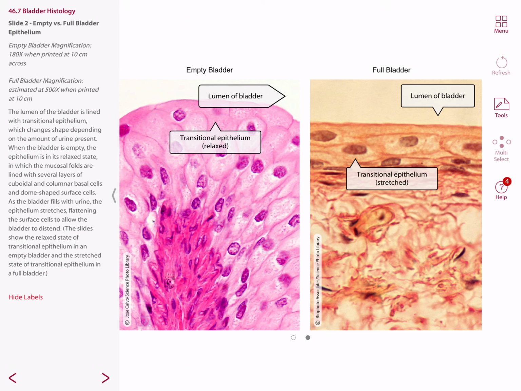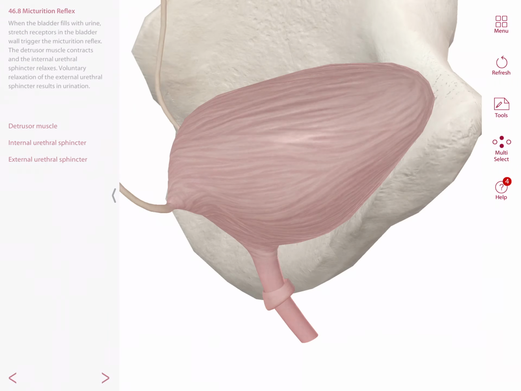Now, this is a good side-by-side. It's showing you an empty bladder, so those transitional epithelium are nice and fluffy. Nuclei are nice and round and in the middle, and then on the right, they're flat and almost have a squamous-like appearance. And the nuclei are a little bit more squished. So we would call the one on the right distended. So if you have a full bladder, you have a distended bladder.